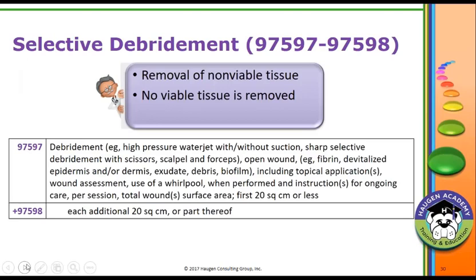So for the selective debridement codes, we have 2 codes, 97597 and 97598. And again, no viable tissue is removed here. They are removing this tissue. They may be excising it. They might be using a high-pressure water jet. They might be using scissors, scalpel, or forceps. Any kind of removal of only that non-viable tissue.